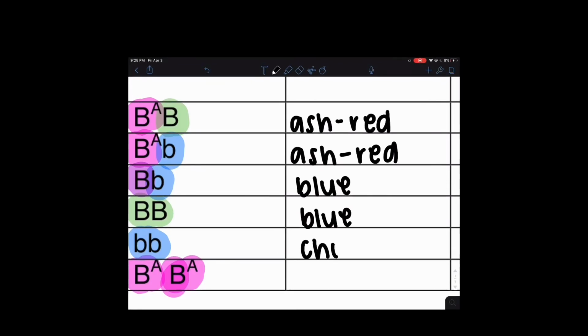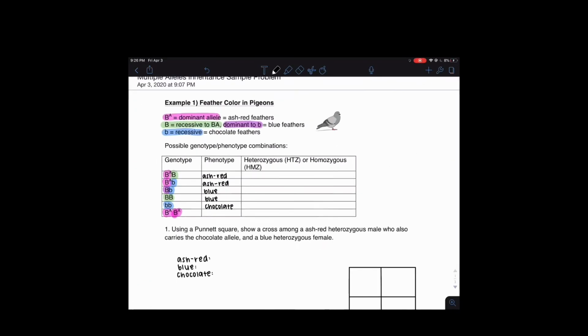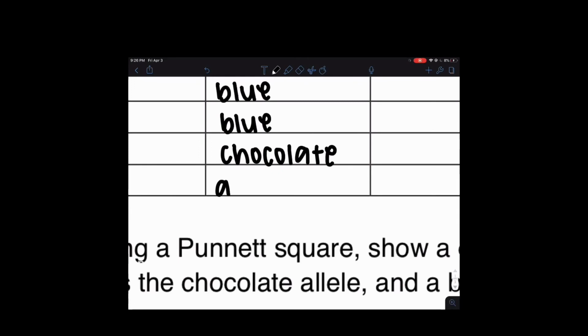The next one has 2 capital B's, so that means it has blue feathers. This one has 2 lowercase b's, which means it has chocolate feathers. And this last one has the dominant allele, so it means it is going to be ash red.